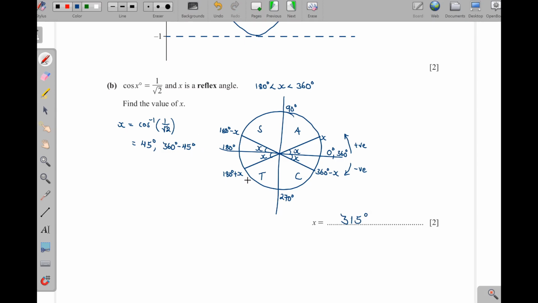So we are not going to take this answer here because it is not a reflex angle. This is the reflex angle. Is that clear? All right.